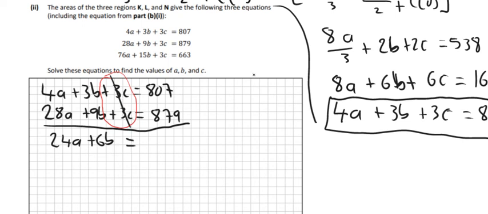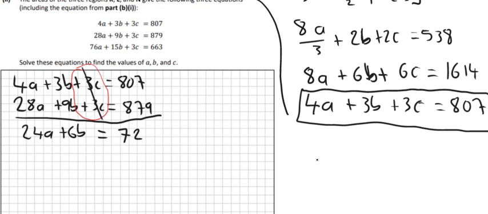So that's what we wanted. We want to get rid of one of the variables, and then we're left with, if we take those away, I think it's 72. So that's one equation we can work with in a minute. Let's take the bottom two then.